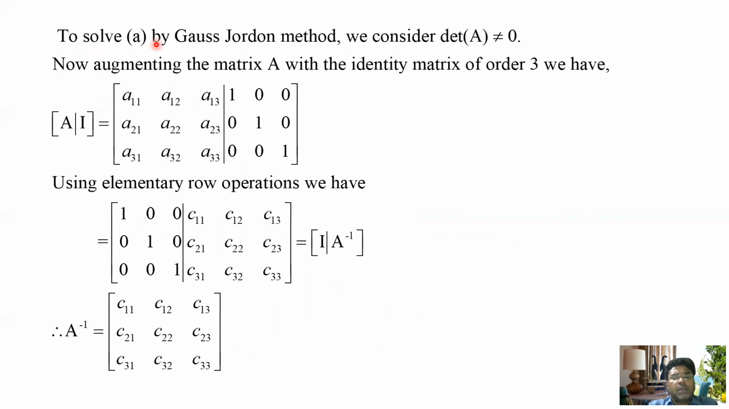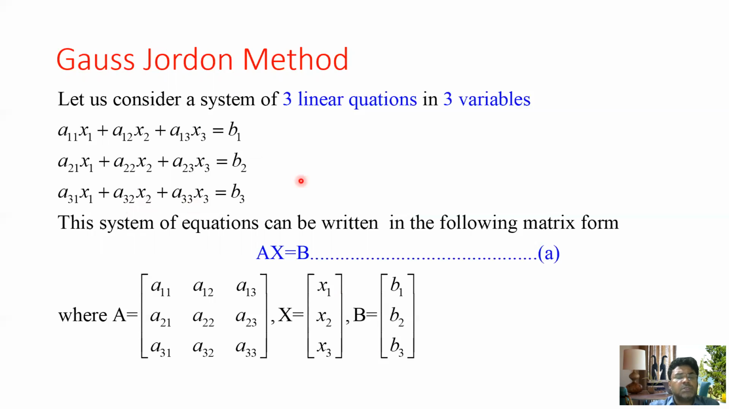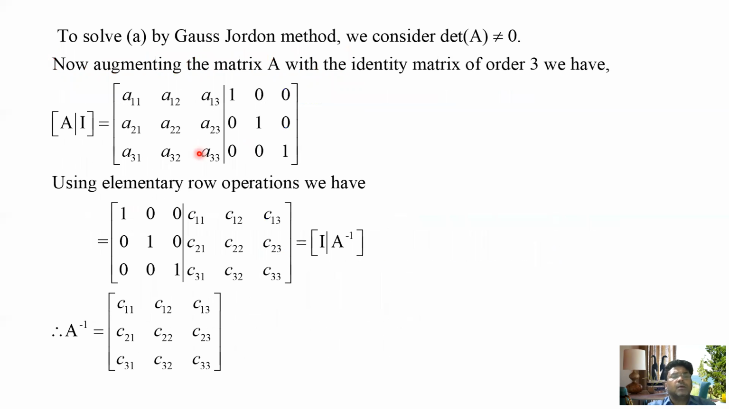To solve A, that means to solve this system of equations by the Gauss-Jordan method, we consider determinant A not equal to 0, because if determinant A equals 0, you can't find A inverse. So first you have to check whether the determinant of A matrix is not equal to 0. If it equals 0, you can conclude Jordan method is not applicable. Directly you can write that. If determinant A is not equal to 0, then you can proceed further.